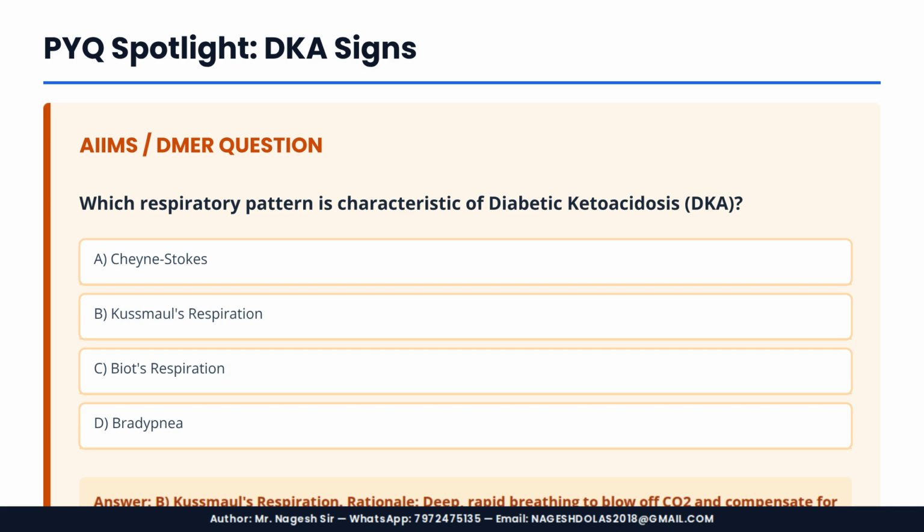Which respiratory pattern is characteristic of diabetic ketoacidosis? The body attempts to correct acidosis with deep, rapid breathing known as B, Kussmaul's respiration.